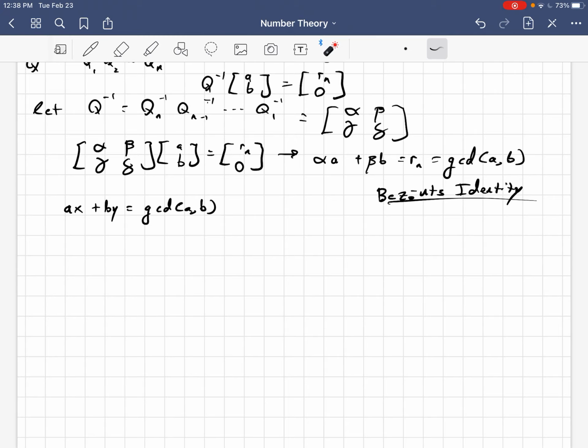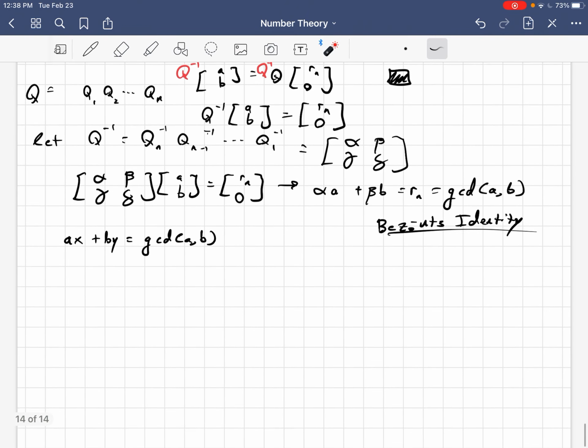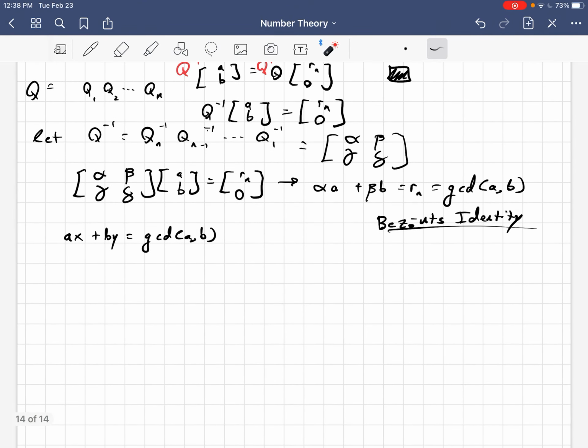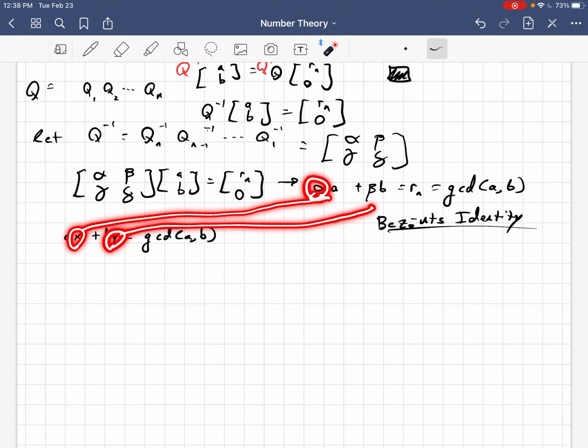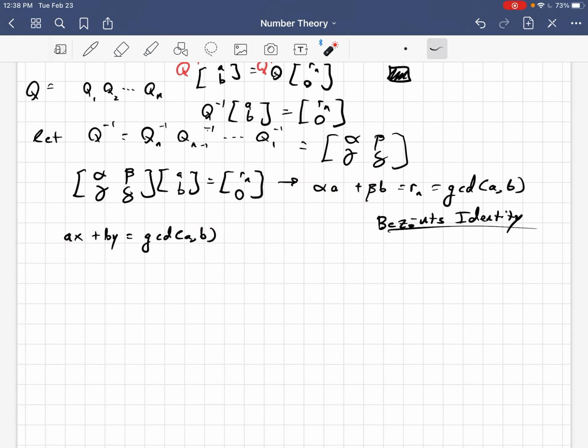So therefore, all we'd have to do is use the Euclidean algorithm to find what the GCD of A and B is, and then we could solve that Diophantine equation because, notice, in this matrix multiplication right here, we get exactly that solution. The answers for x and y are x is going to be alpha and y is going to be beta.